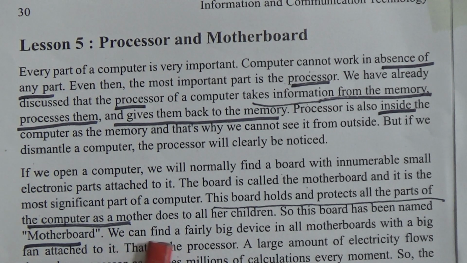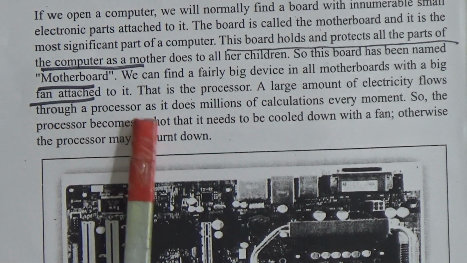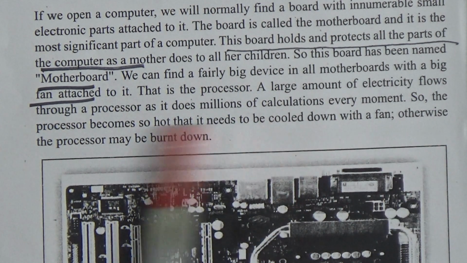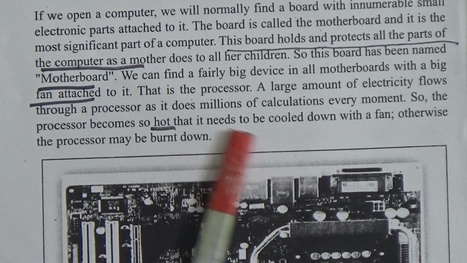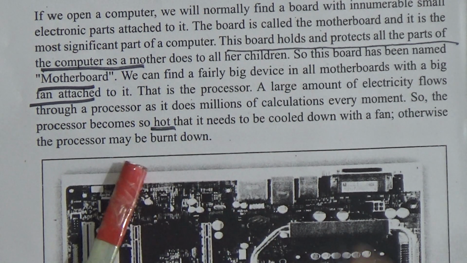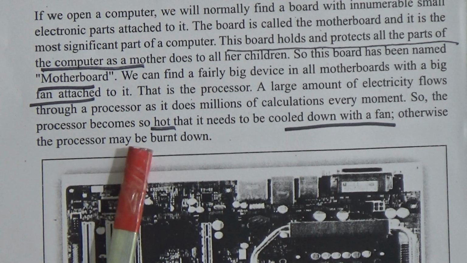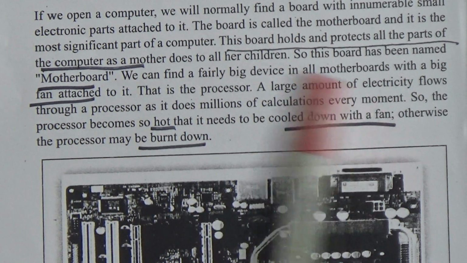We can find a fairly big device in all motherboards with a big fan attached to it. That is the processor. A large amount of electricity flows through a processor as it does millions of calculations every moment. So, the processor becomes so hot and it needs to be cooled down with a fan. That's why a fan is attached to it. Otherwise, the processor may be burned down.